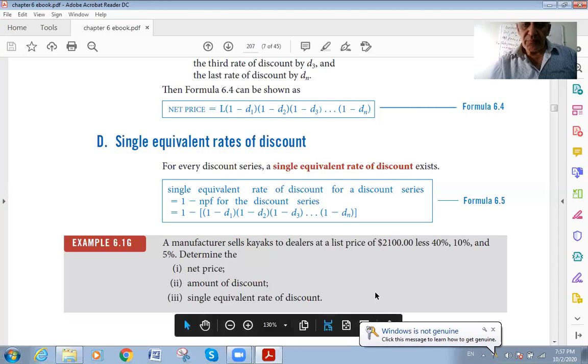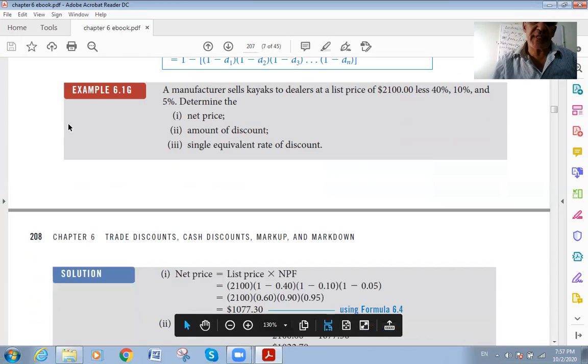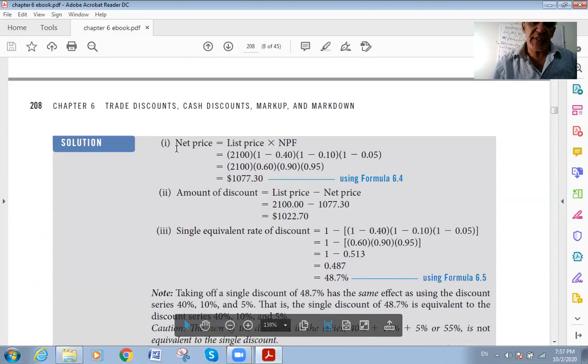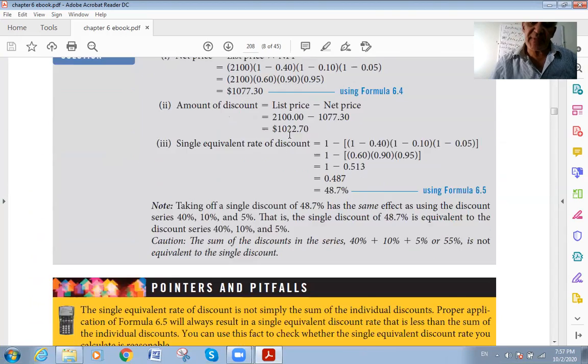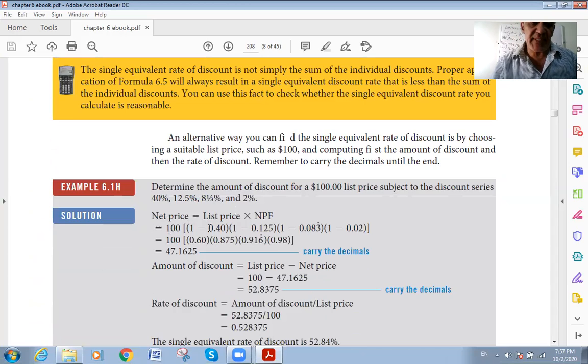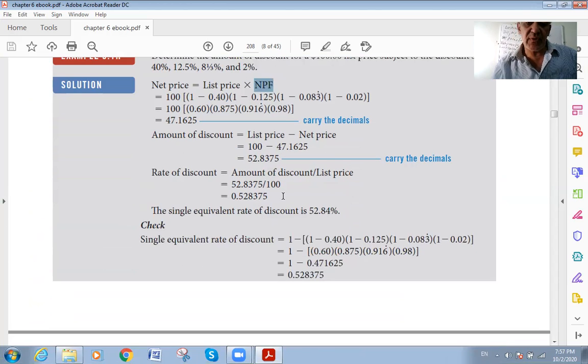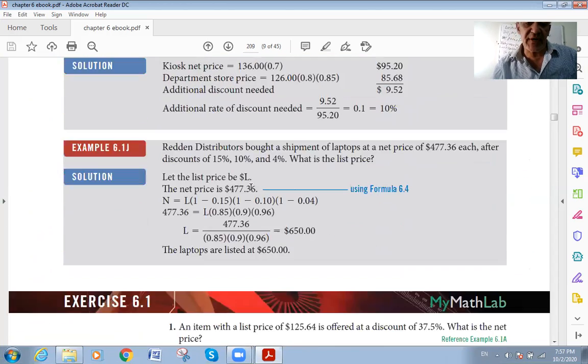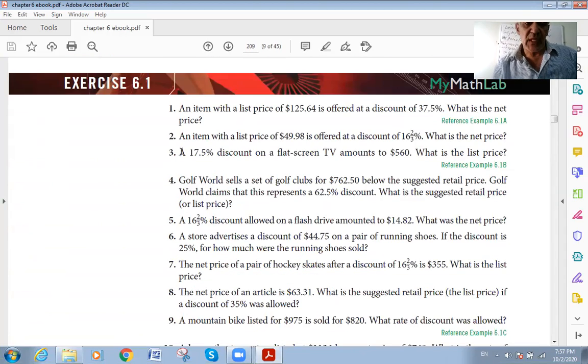So here we go. Like this example, you will have 3 or 4 examples. This example, the same example after this, same example after this. The net price equals NP by NPF. NPF means 1 minus the discount rate. So you will get that all the examples are the same here. And if you want to train yourself with this example, that's fine.